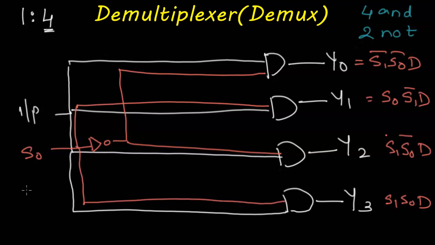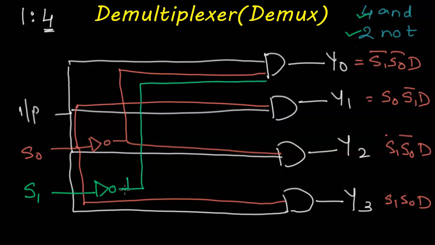Now we have another select line, which is S1. We have another NOT gate. Now we can see it is getting satisfied. We have 4 AND gates and 2 NOT gates. So again, the NOT of S1 is connected to Y0, and then to Y1. And then S1 is connected to Y3 and Y2. So there we have it. Here is our diagram for representing a 1:4 demultiplexer using AND gates and NOT gates.